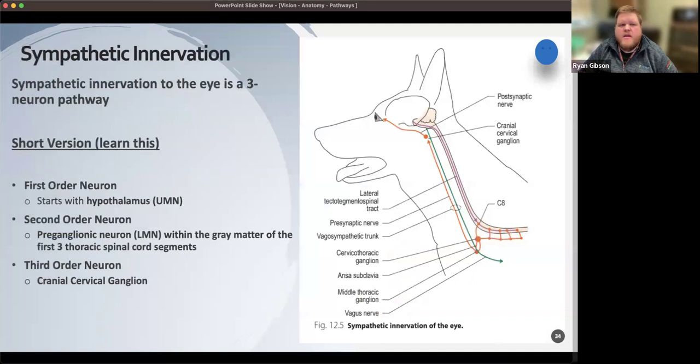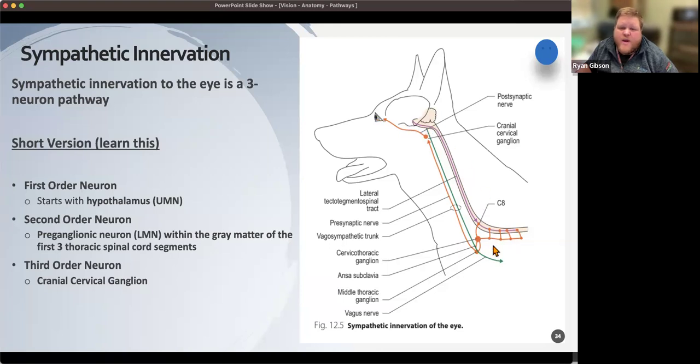So sympathetic innervation, we're just going to go by real quickly because I know you get it in other classes. Just remember that sympathetic innervation can technically start in the hypothalamus. It goes from the hypothalamus down the neck and comes out around C8 to T3. When it comes out at C8 to T3, then it has to travel through these and then up to the cranial cervical ganglion that lives at the base of the skull, and then up to the eye.